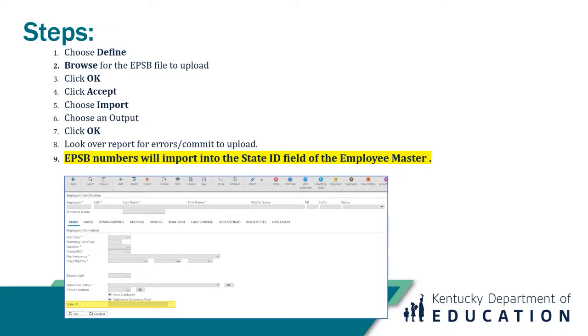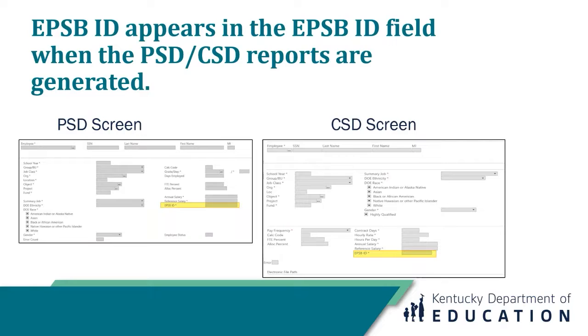And Epsb numbers will import into the state ID field of the employee master. So where you're going to see that imported first is in employee master in that state ID field. So Epsb ID appears in the Epsb ID field when you're looking at the actual PSD CSD files. So as you can see here, there is actually a field called Epsb ID in both PSD and CSD. So once you fully import, that's where you're going to see those. After you've generated your PSD and CSD reports, that's where you'll see the Epsb ID numbers.